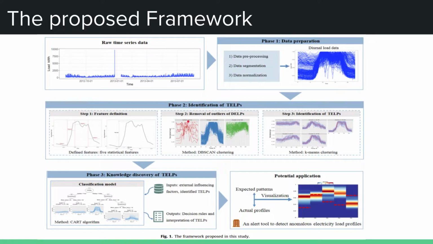And the second step is the removal of outliers inside the DELPs. So we have now daily electricity load profiles, so we could say load profiles, not patterns. And to remove the outliers, they used a DBSCAN clustering mechanism. And the third step is the identification of DELPs. So these are patterns, or we could say electricity usage activities, like similar activity of electricity usage. And to identify those, they used k-means clustering.